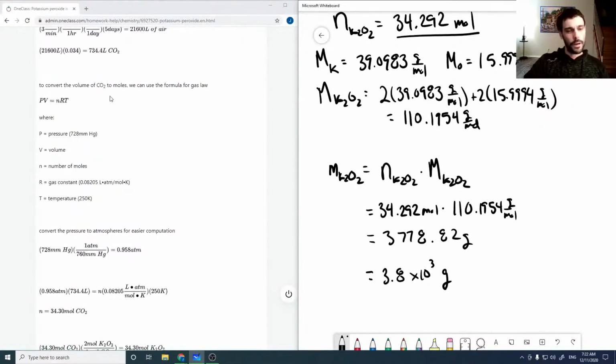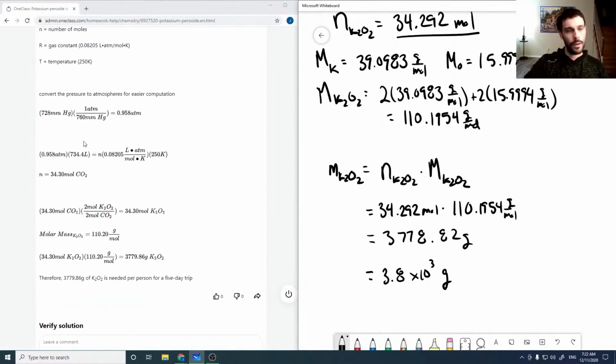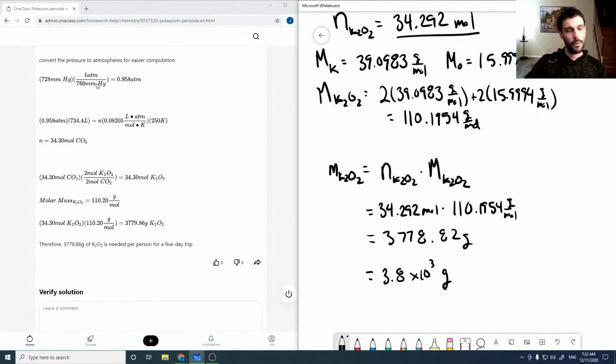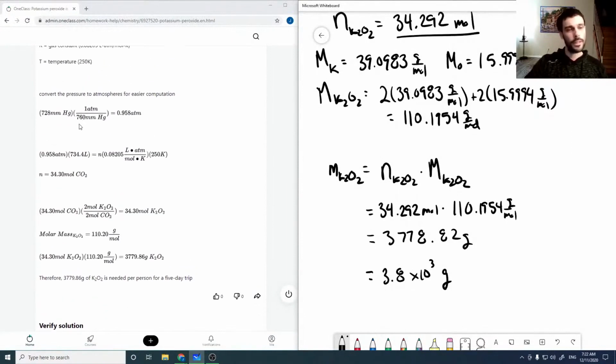So we need PV equals nRT to get the volume. Solving this through. So our gas constant wasn't given in any particular units, so you can use whichever units you want. They converted to atmospheres, which is fine.